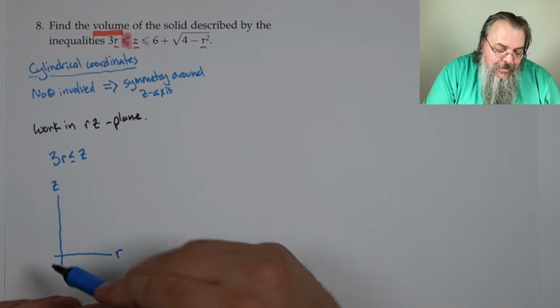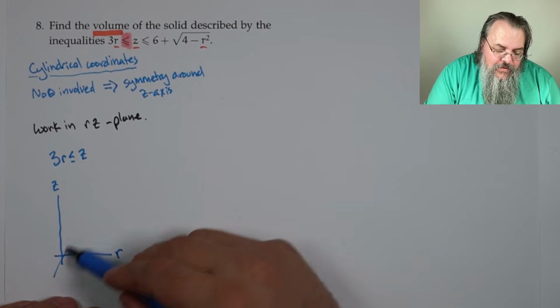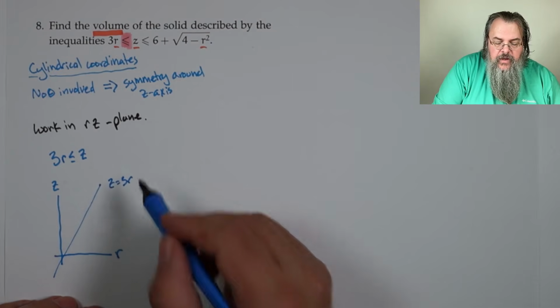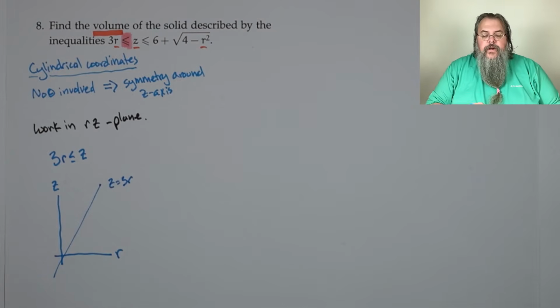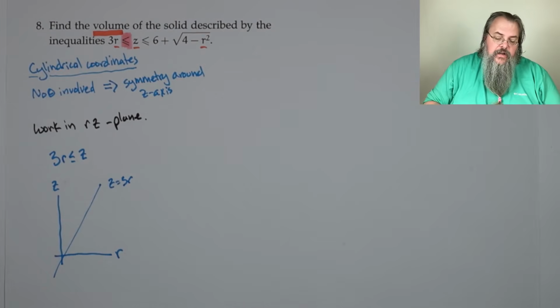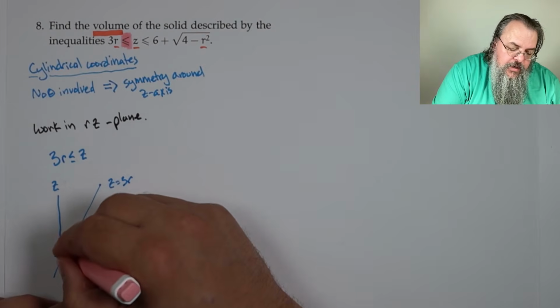it's like, oh yeah, that's that steep line. Same idea. So it's like, okay, so we have this line coming up. So this is z equals 3r. And we say what? Well, we want to be above that, right? We want z to be greater than or equal to 3r. And so we are going to be up here.